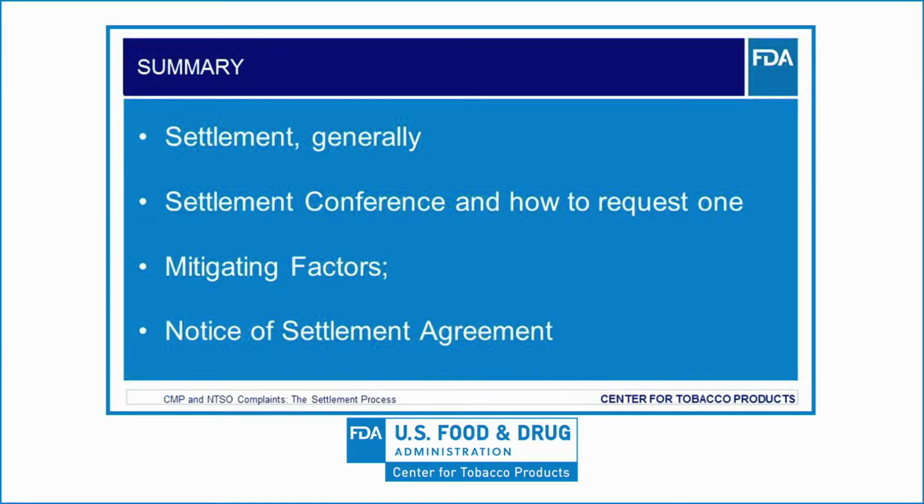To summarize the material that we have covered in this webinar, we have discussed what settlement is and when it can occur. We have explained what the settlement conference is and how to request one. We discussed mitigating factors that could help reduce your penalty. And we have described the Notice of Settlement Agreement, when the notice is sent to you and what the notice contains. Please remember, the Notice of Settlement Agreement starts the process of closing your case, and that process differs slightly depending on whether you receive a CMP or an NTSO complaint.